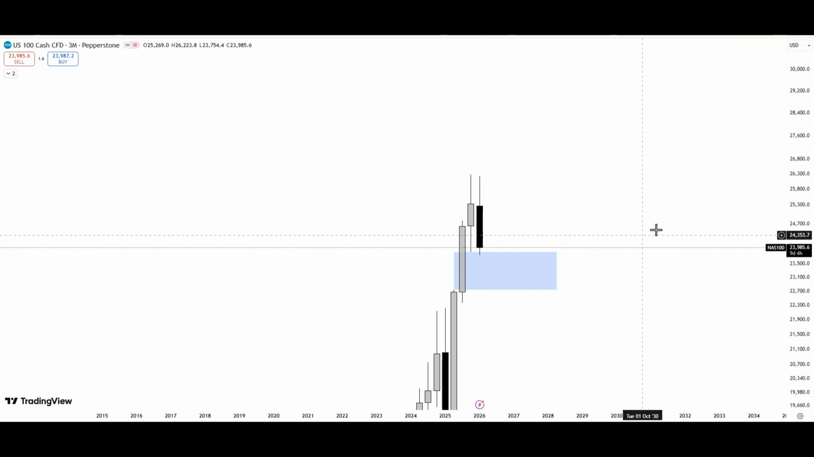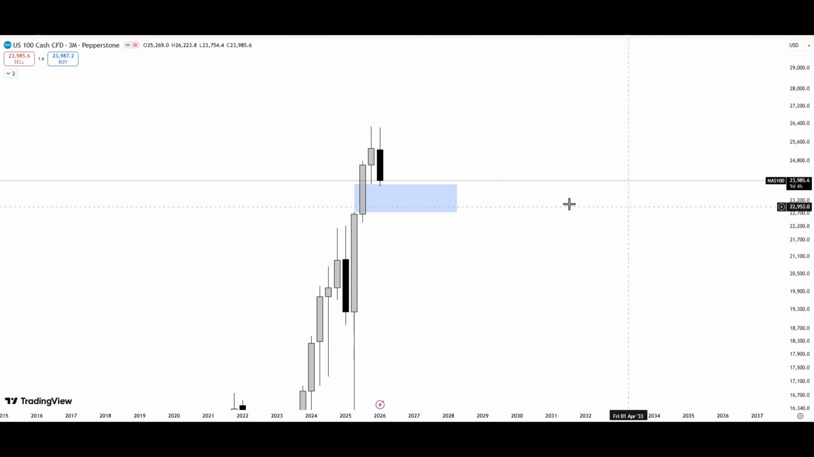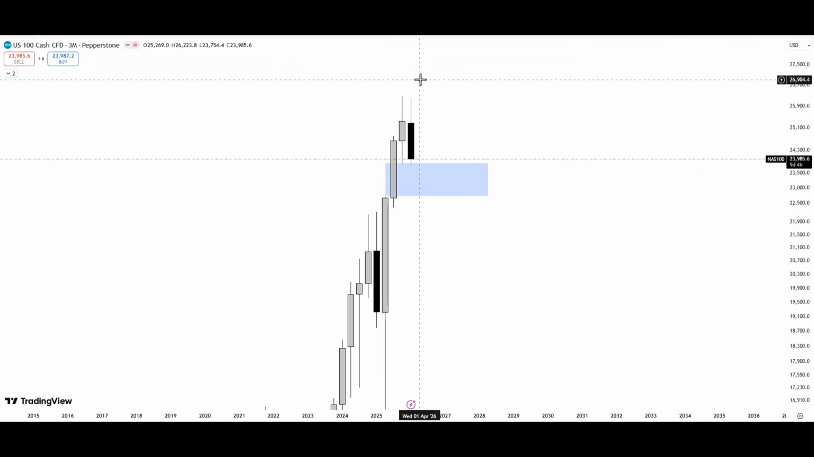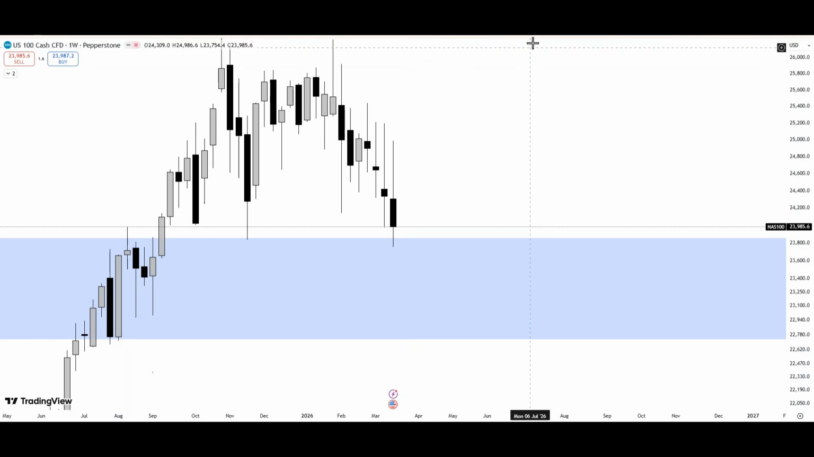So let's look at NAS 100. If you look at NAS 100 starting with the 3 months time frame, you can see so far the draw on liquidity for these past 3 months was this fair value gap right here, and you can see finally price has gotten to this fair value gap right here. So let's look at the weekly time frame.